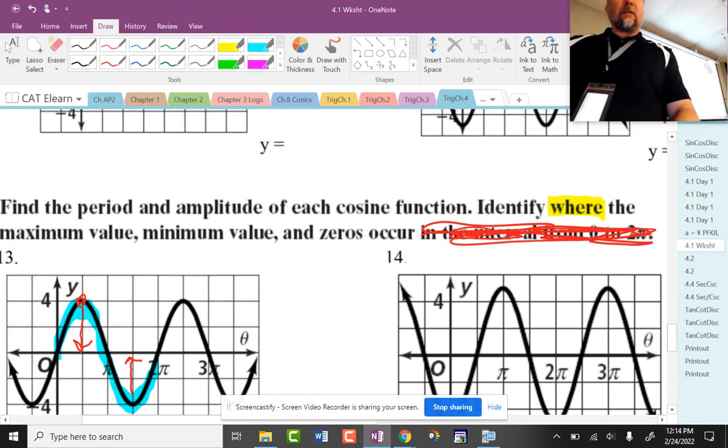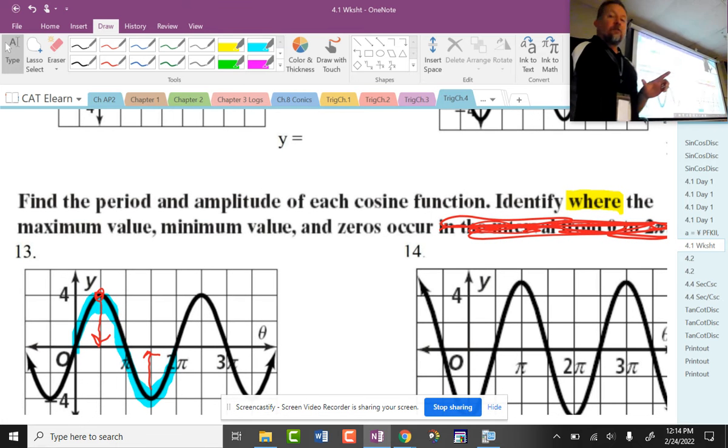So this is understandable if you didn't fill this in. Notice what I highlighted, and you should do the same. Identify where the max, min, and zeros occur. Not what. What is the maximum? What is the number? 4. That's the max. Where is the x value that it occurs at? So this does make me mad if you don't know this. Here's pi. So what is this x-axis value? 3, 2, 1, go. Pi over 2.